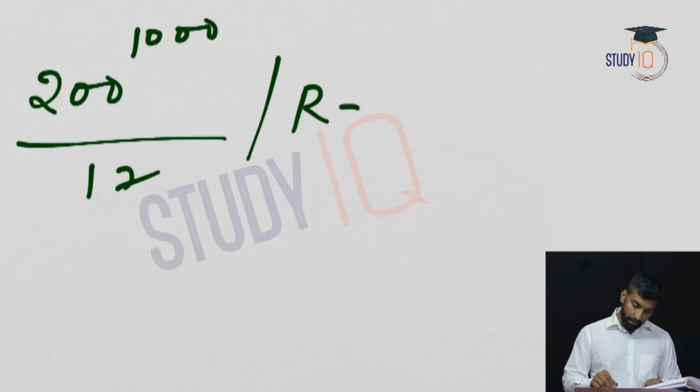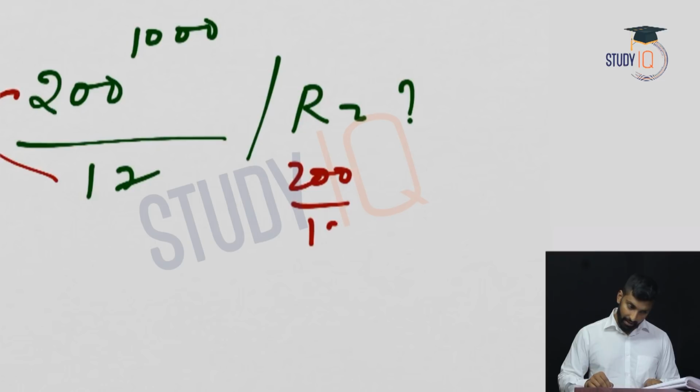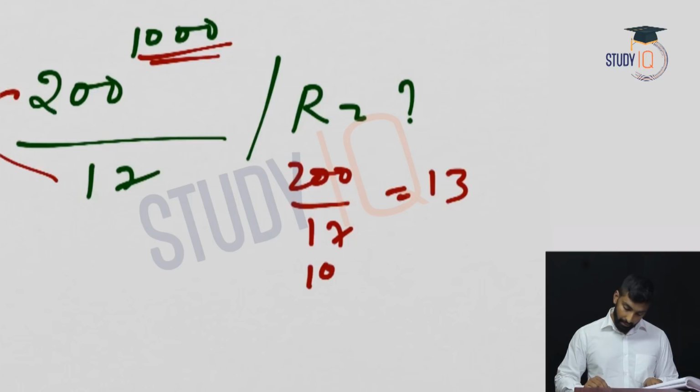So what we did, your question was 200 raised to 1000 divided by 17. What is the remainder, right? What is the first step? 200 by 17, right? When you do, you get 13. What is the second step? Power of numerator, you divide with the Euler's number of denominator. That is nothing but 1000 divided by 16. You get 8 as a remainder.